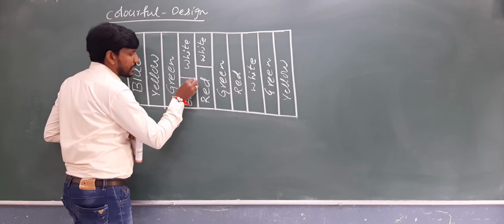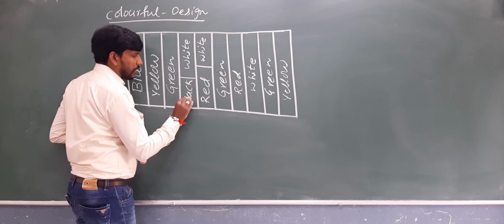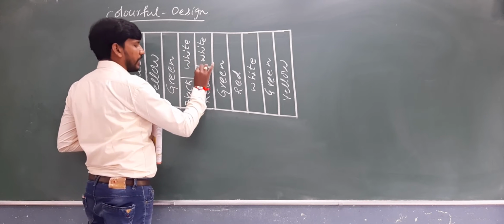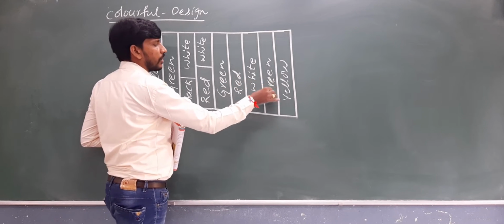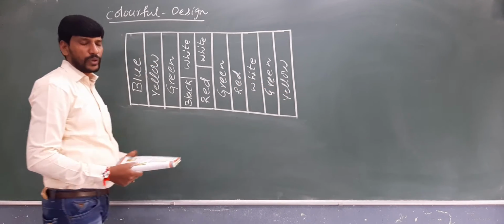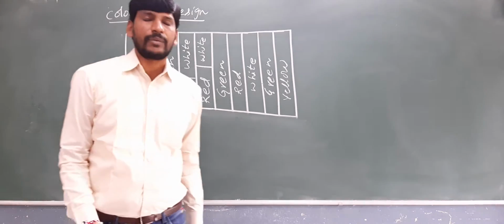See, this part is black. From here to here it is black, above is white. Now from here to here red, above is white. The total is green, red, white, green and yellow. Okay, based on these colors, they are asking some questions.